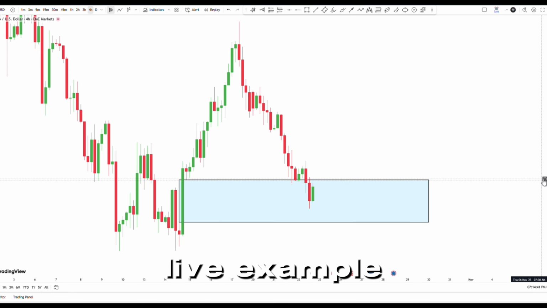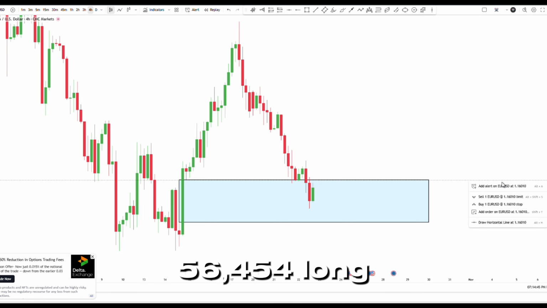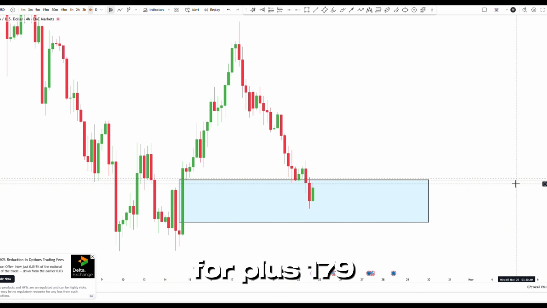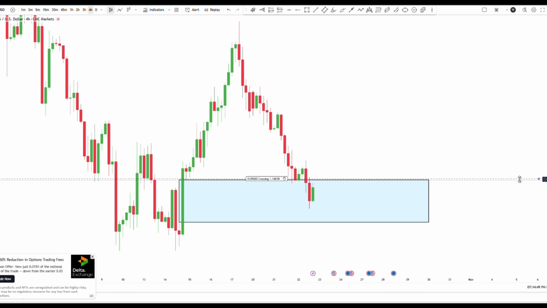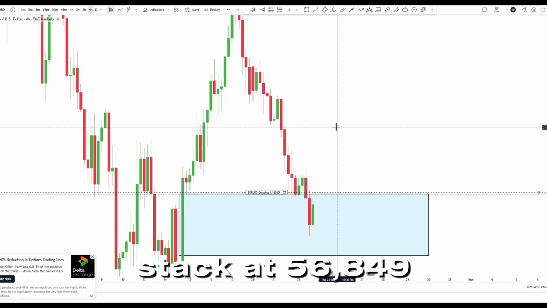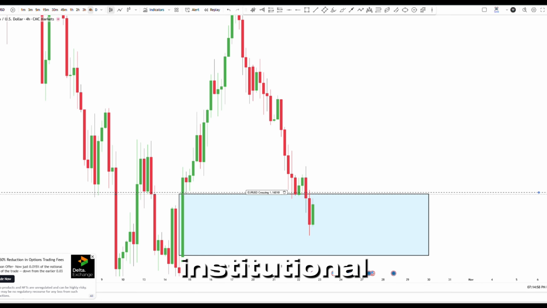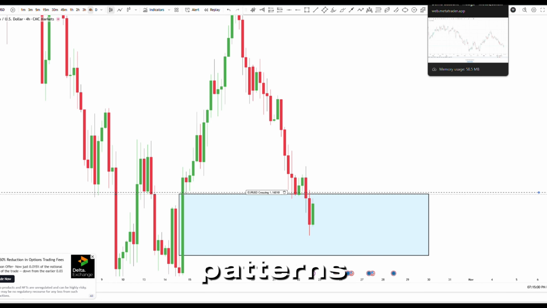Live example, October 14th, Bank Nifty Spring at 56,454, long for plus 179 points. July 15th, rejection stack at 56,849, short for plus 300 points. These work because they're institutional traps, not retail patterns.